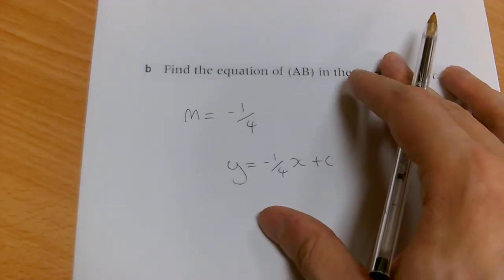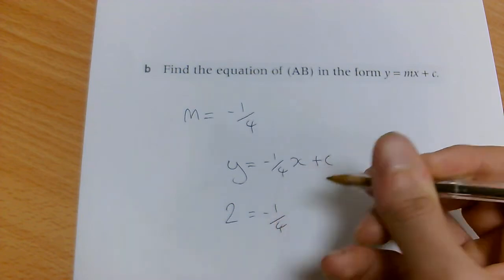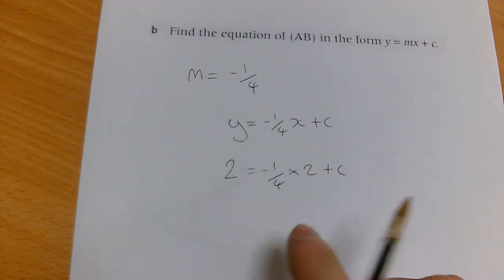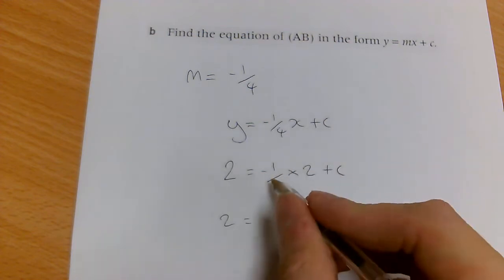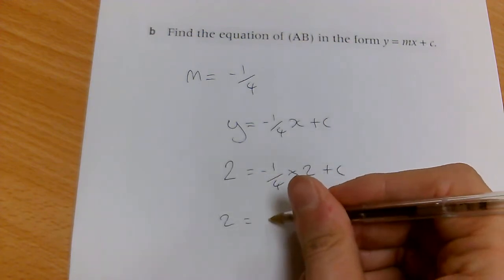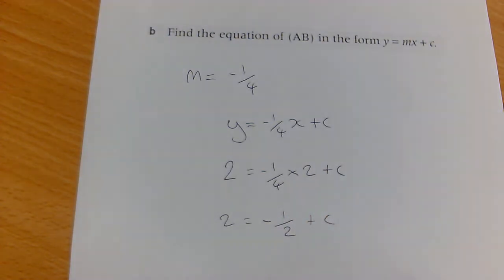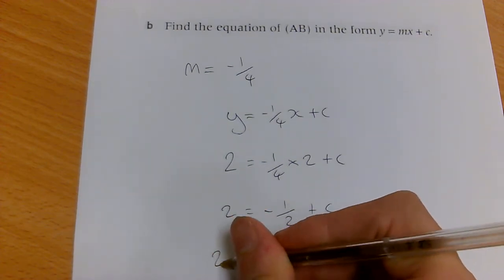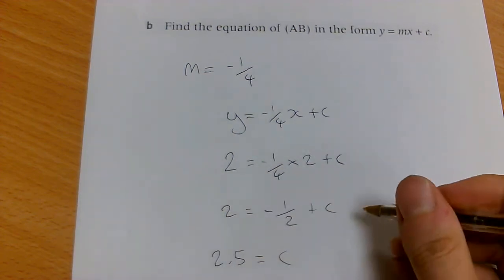So both the x and the y are both 2 in this case, so 2 equals -1/4 multiplied by 2, and I don't yet know what the c is. So I now quickly calculate this. I can use my calculator if I want, or in this case I don't think I need to. -1/4 multiplied by 2 is just -1/2 plus c. I need to find what the c is. I need to solve this simple equation by adding a half to both sides. So we're going to go to decimals now. 2.5 equals c.